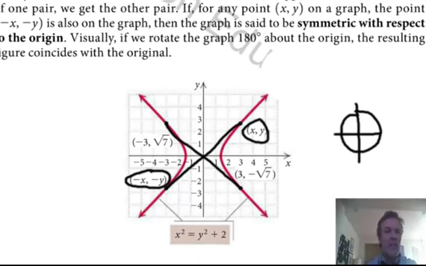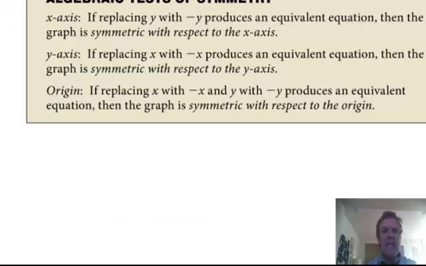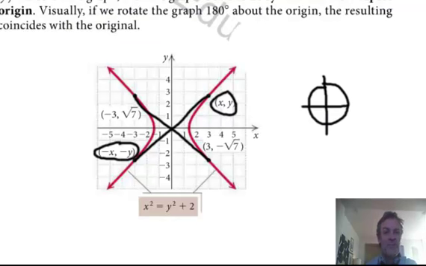Let's look at the statement again. So, if replacing x with negative x and y with negative y produces an equivalent equation, then the graph is symmetric with respect to the origin. Okay? One more look at that one. Okay? There we go. So, let's have a look at some examples.